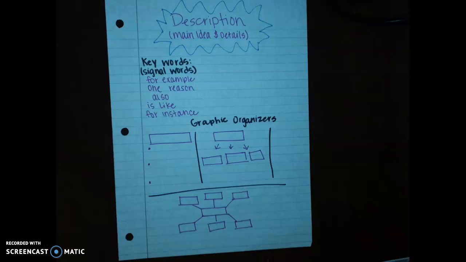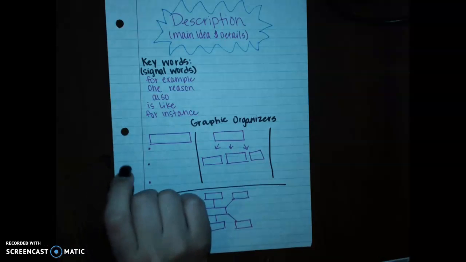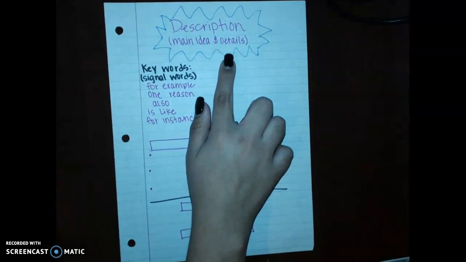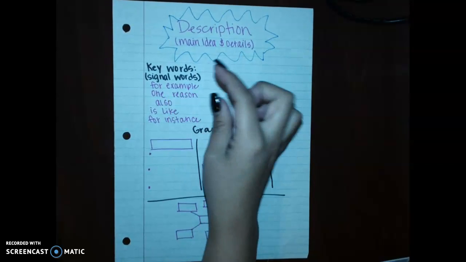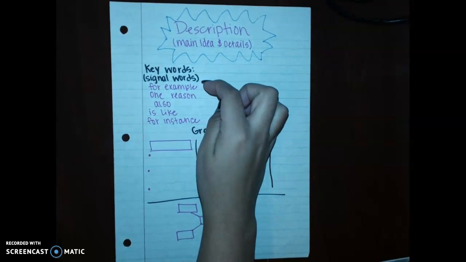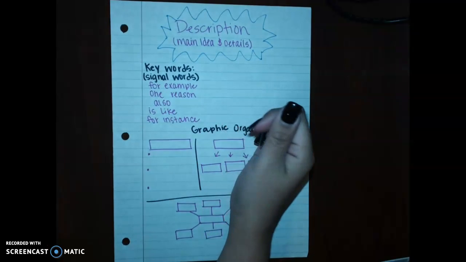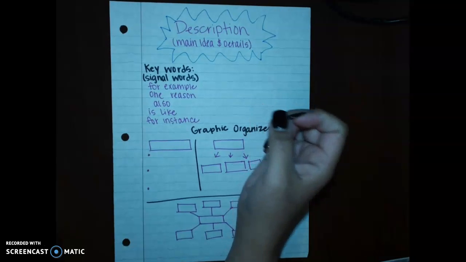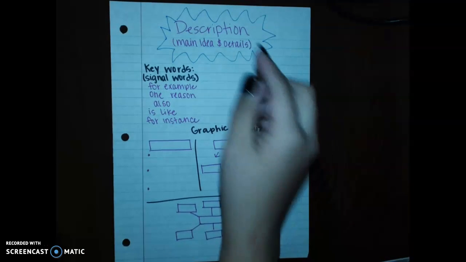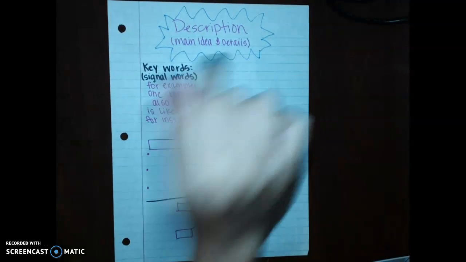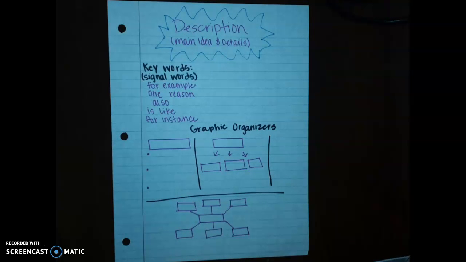So as we look at the description, I want you to be mindful of a few things as we read. I want you to remember the signal words that are important to help you spot the description, or main idea and details, in a text. So when you see the words for example, one reason, also, is like, and for instance, those are keywords that are going to help you know that the writer is helping you identify the main idea and details.